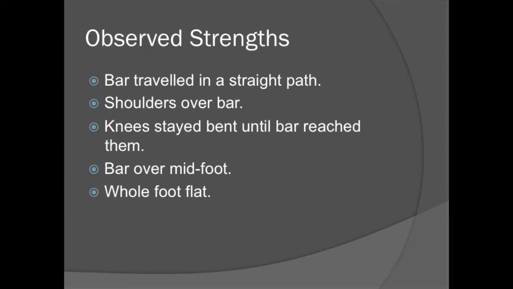The observable strengths include the bar traveling in a straight path, which reduces the distance from the floor to the hip. The shoulders were over the bar. The knees stayed bent until the bar reached them. The bar was over the midfoot, which avoided the shins being scraped. The whole foot was flat, which increases balance.